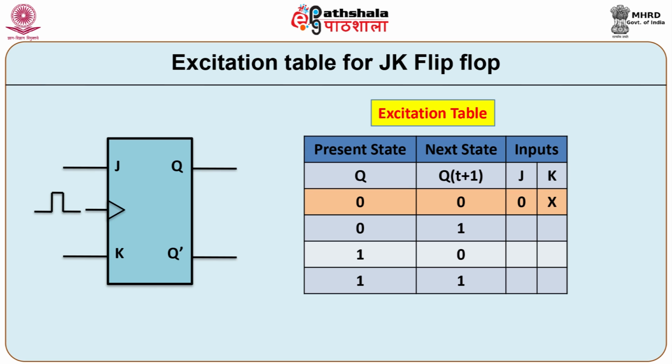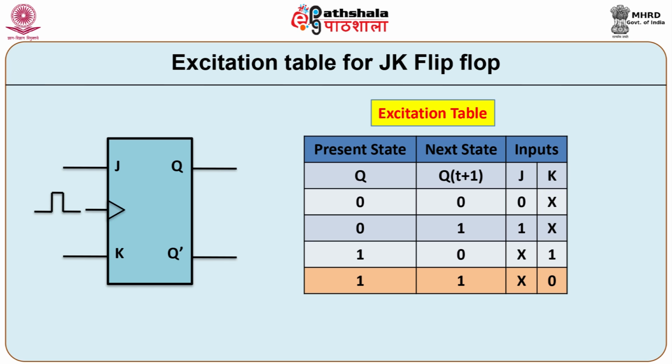If both present and next states are equal to 0, then JK input should be 0 x. Here x stands for do not care condition, that is the input can be either 0 or 1. If present state is 0 and next state is 1, then JK input should be 1 x. Transition of present state 1 to next state 0 can be obtained by setting JK inputs to x 1. The JK input should be x 0 for 1 to 1 transition of present to next states.